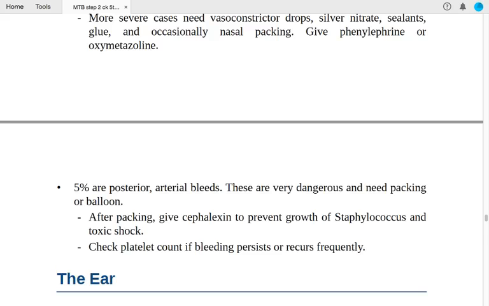After packing, give cephalexin to prevent growth of staphylococcus and toxic shock. Of course, after packing, we have to give antibiotic cover, right? So we'll give this antibiotic cover, especially against staphylococcus and toxic shock, and the antibiotic will be cephalexin.